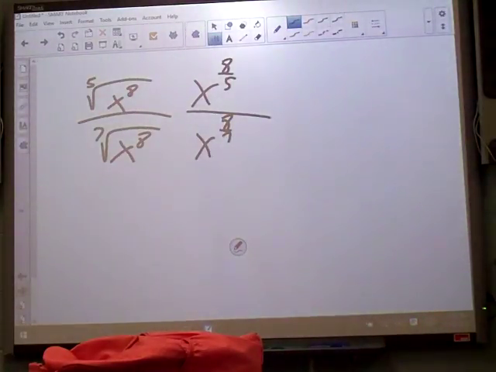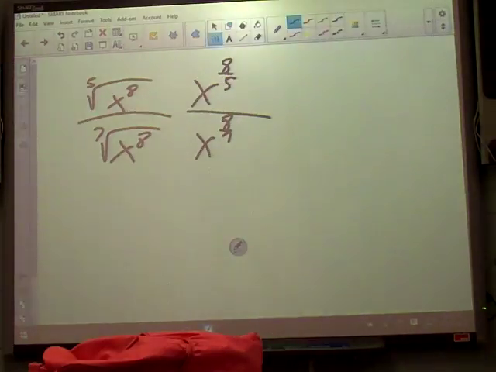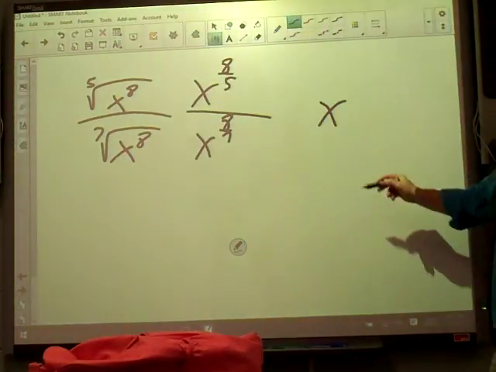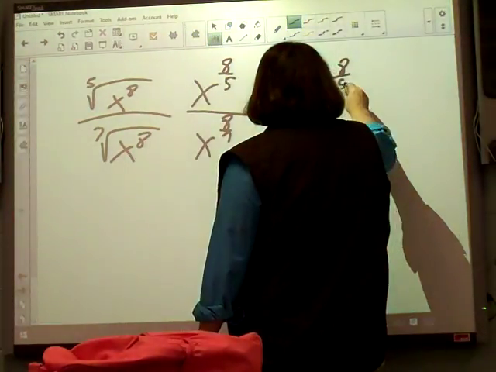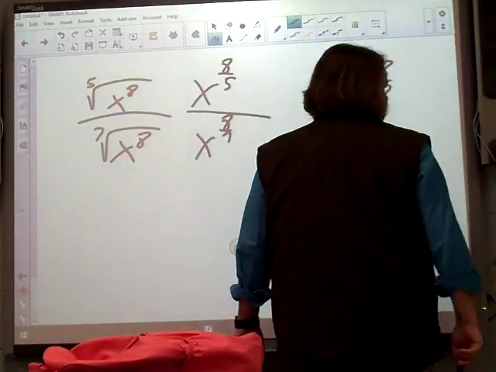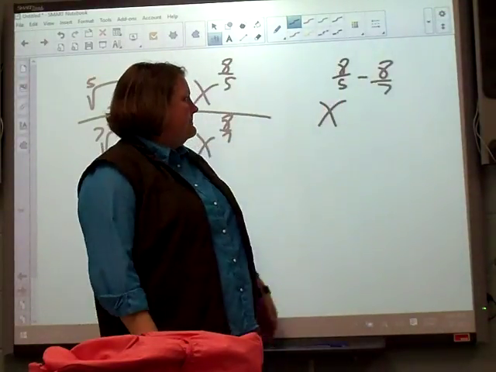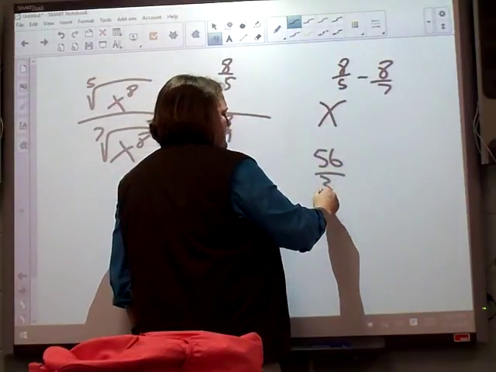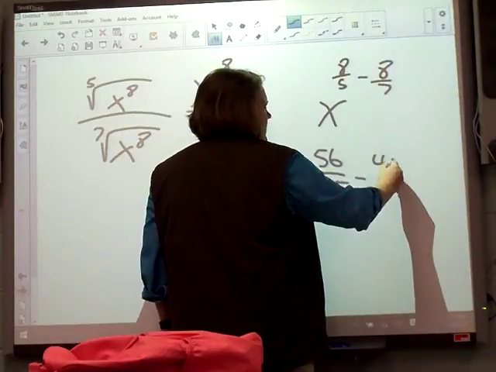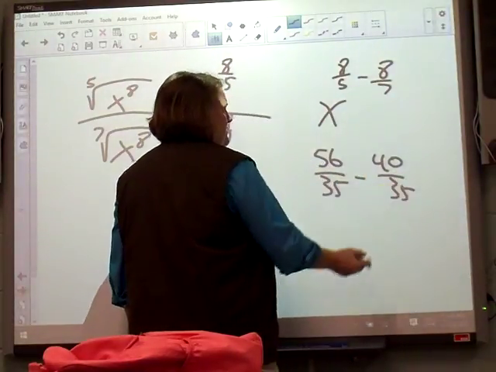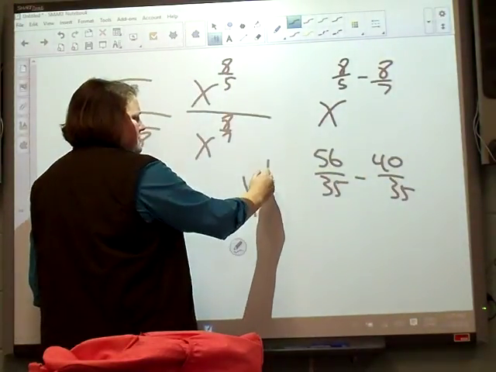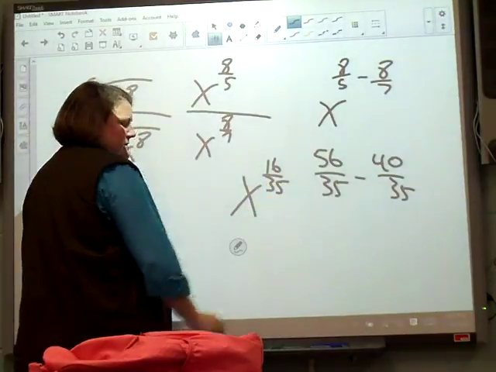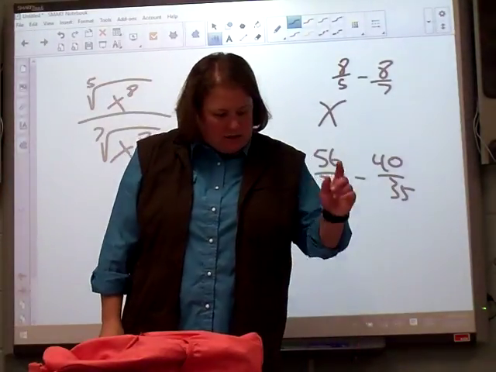Now you've got same base, x and x. It's division. What do you do with your exponents on division? Well, subtract them. Very good. So I got x to the whatever 8/5 minus 8/7 is. Okay, common denominator of 35, that would be 56/35 minus 40/35, 16/35. So I got x to the 16/35, which is not a choice.